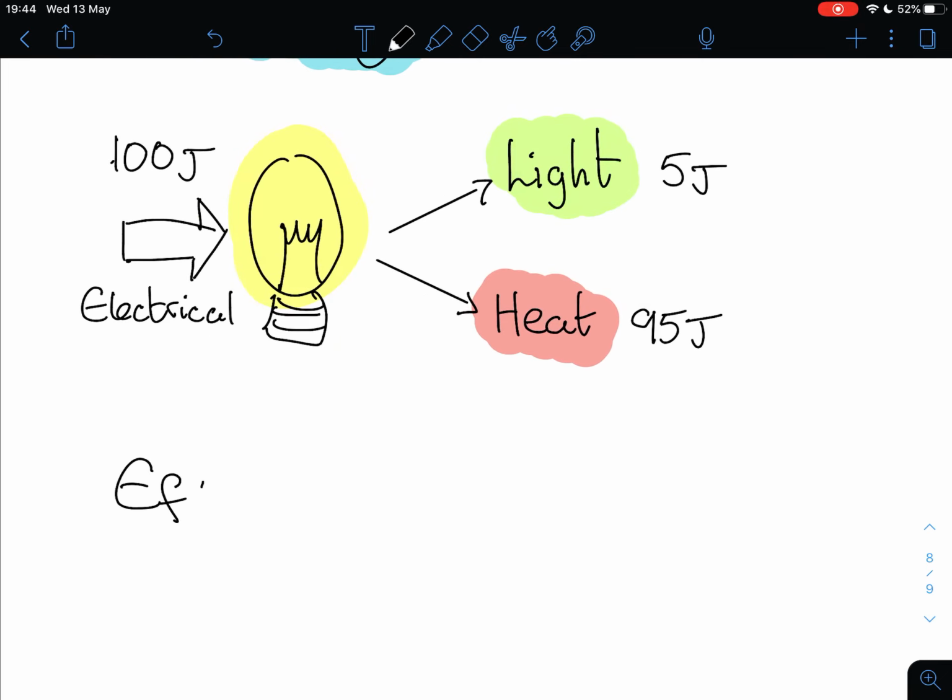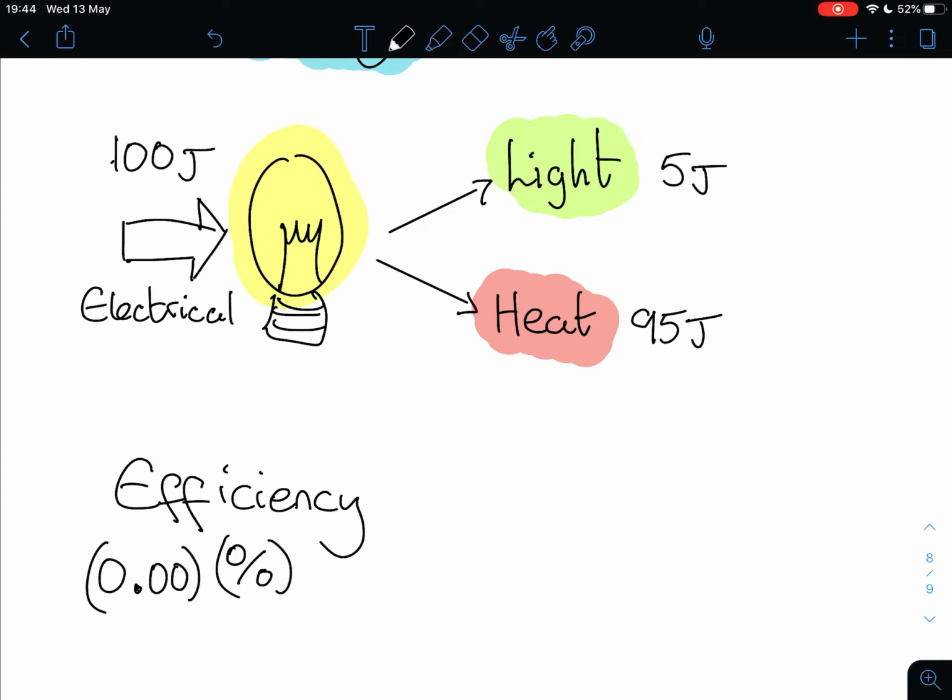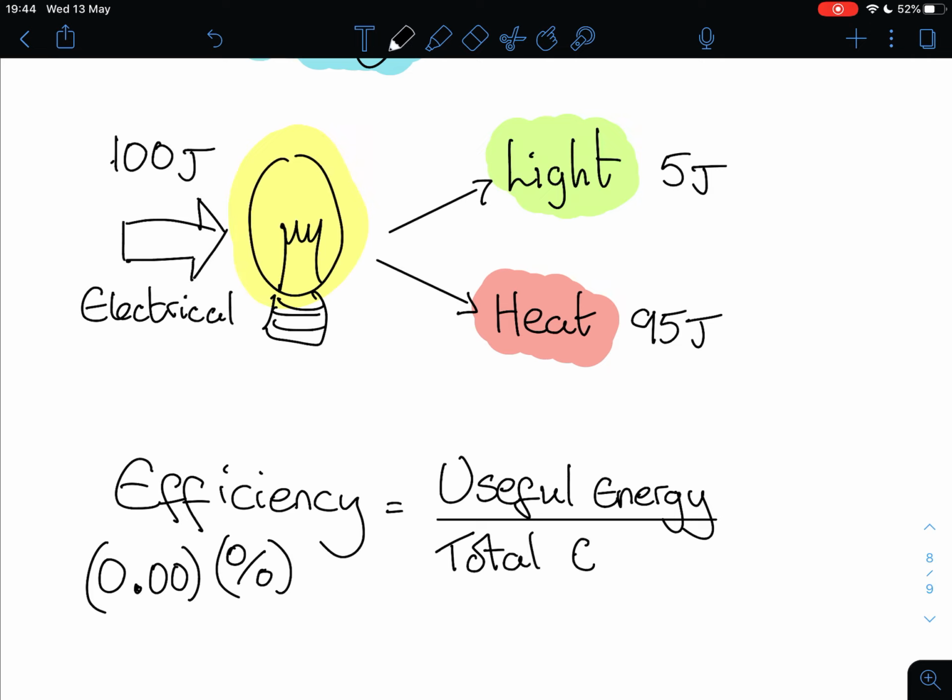The equation for it, efficiency, we can write it in percent, or we can write it as a decimal, 0.00. So we can write it either way. I'll write it for percent first: useful energy divided by total energy. Both in joules, obviously. And if I want to turn this number into a percentage, I just times it by 100. That gets it into percent.